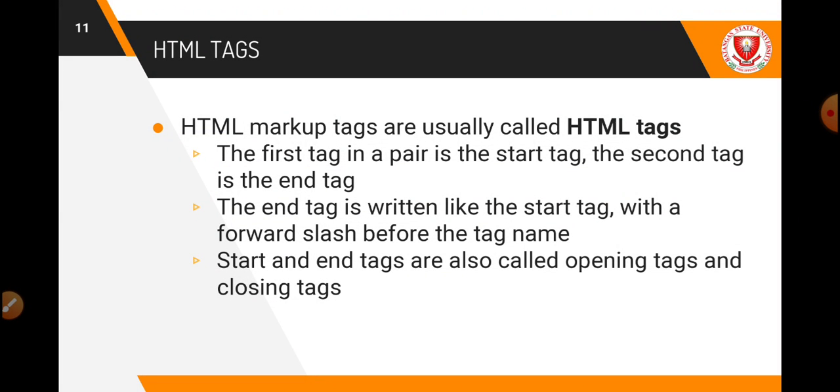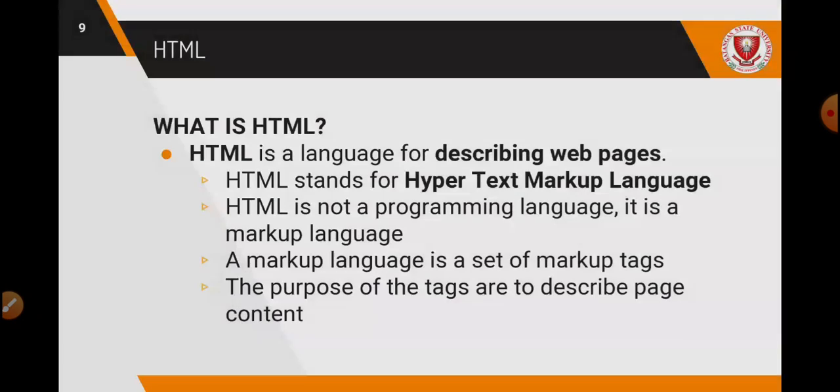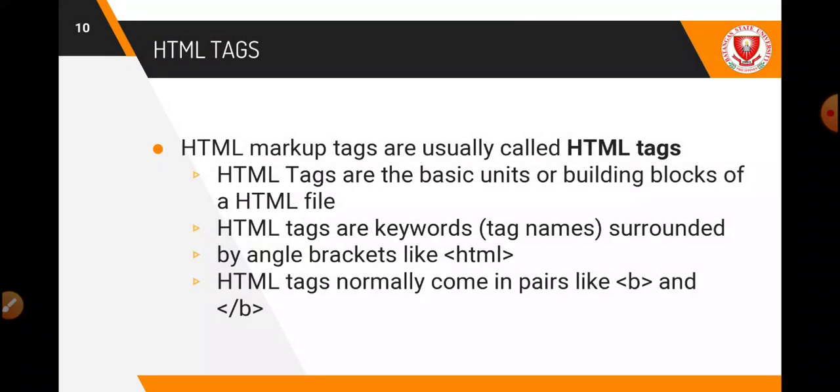The first tag in a pair is the start tag, and the second tag is the end tag. You can also call the start tag the opening tag and the end tag the closing tag. They are the same. The end tag is written like the start tag with a forward slash before the tag name. Do not forget that. The only difference between the start tag and end tag is the slash for our end tag.